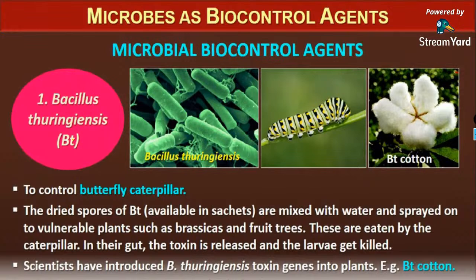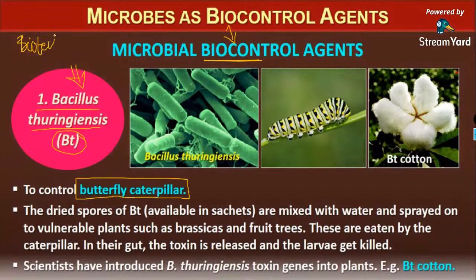The first one is Bacillus thuringiensis, that is BT, which is a microbial biocontrol agent. Bacillus thuringiensis is used to control the butterfly caterpillar. We will study this in the chapter applications of biotechnology. The caterpillar feeds on the leaf, so in order to control it, you can have a microbe as an agent. That is the microbial action by Bacillus thuringiensis.